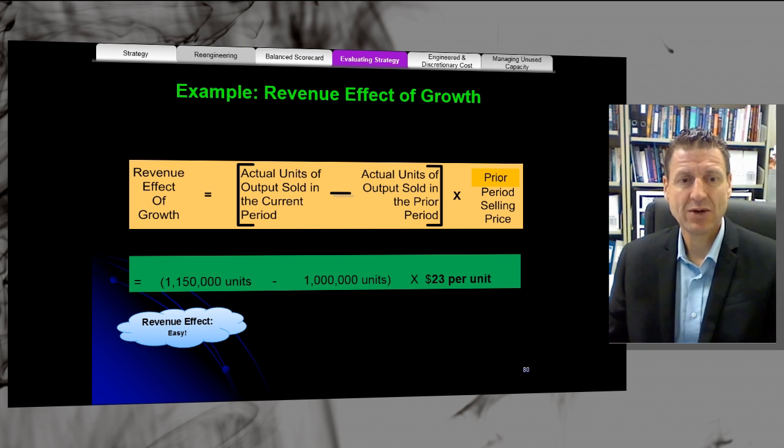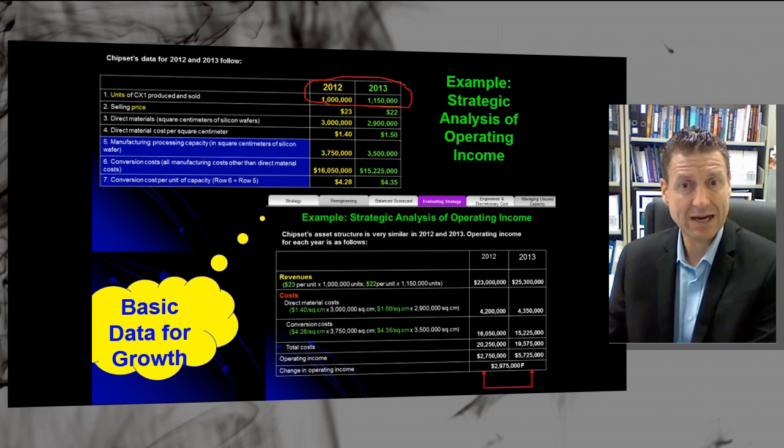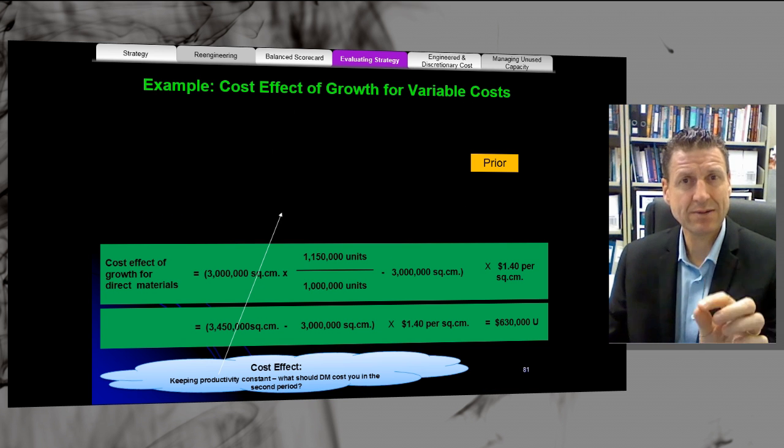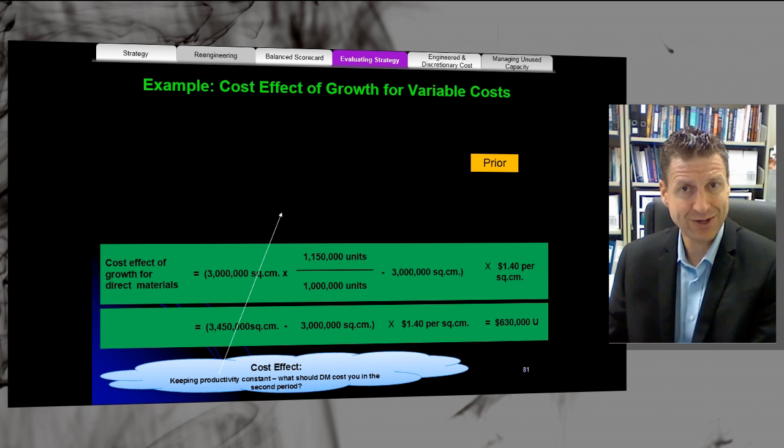Okay, so notice we have the revenue effect, and that's very easy because in 2013 we sold 1.15 million units. In 2012 it was only 1 million units. Yes, times $23 per unit. Remember, this is the prior period selling price. Very interesting that we're not using the current period selling price. So what we're really focusing on here is not the price effect. We're looking at the growth. Did we sell more or less than the previous period?